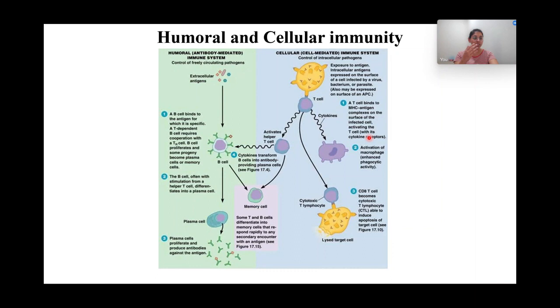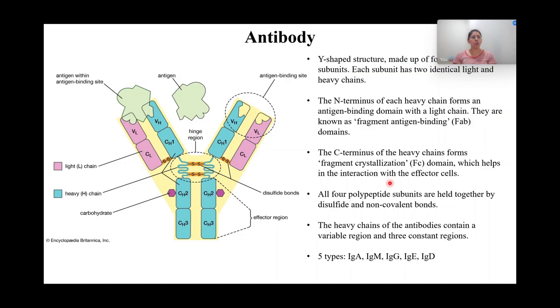So we'll first talk about antibody in detail. So antibody is something like this. It has a Y-shaped structure. It has two chains: one heavy chain and one light chain. The heavy chain is shown by the green or blue color here, and the light chain is shown by the light or pink color here.